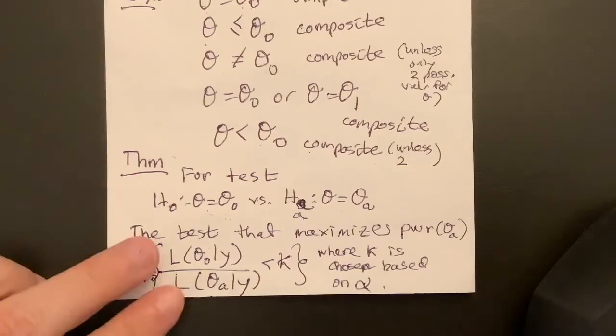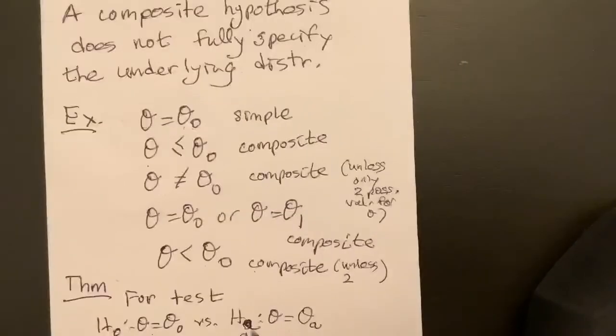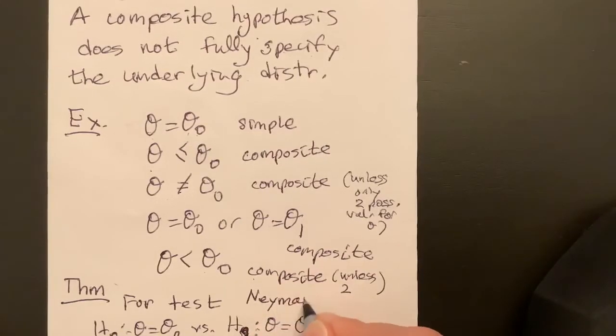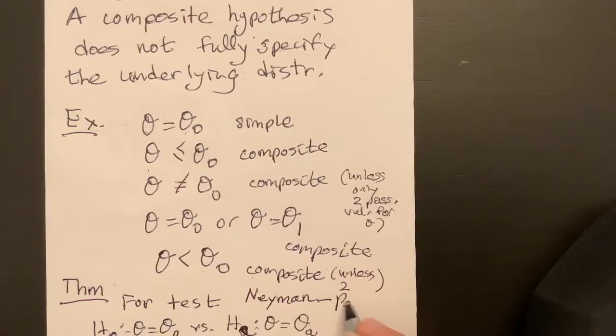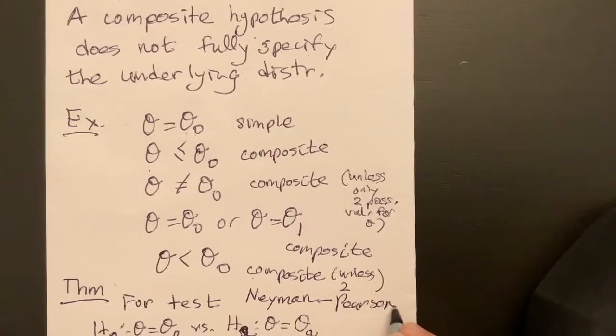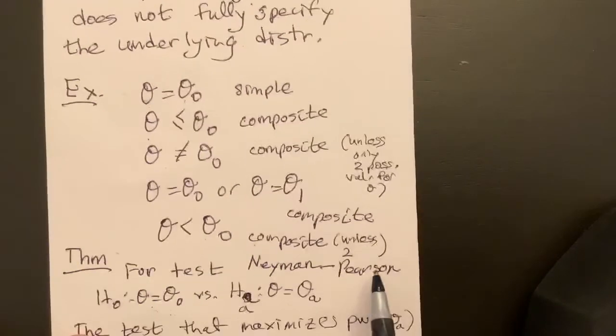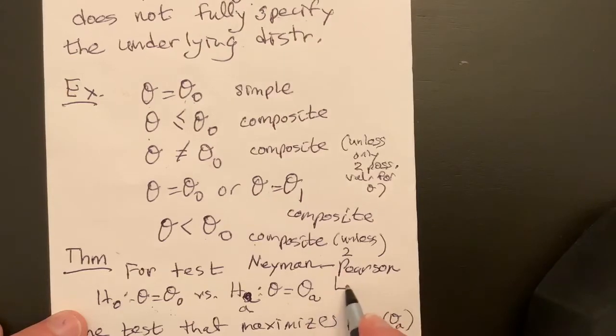This is named after Karl Pearson and Jerzy Neyman. Pearson was British, I think, or Scottish, and Neyman is Polish, and Pearson had it first for sure. I think he was much earlier than Neyman, but this is called the Neyman-Pearson lemma.